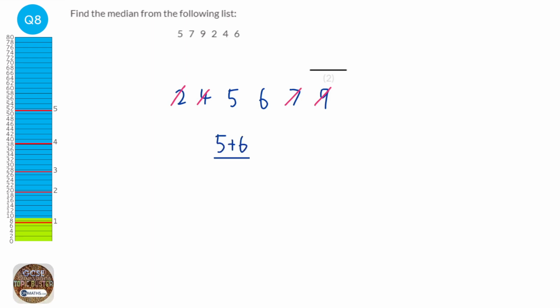add them together and divide by 2. So 5 plus 6 is 11. And 11 divided by 2 is 5.5. And if you look, 5.5 is exactly halfway between 5 and 6.